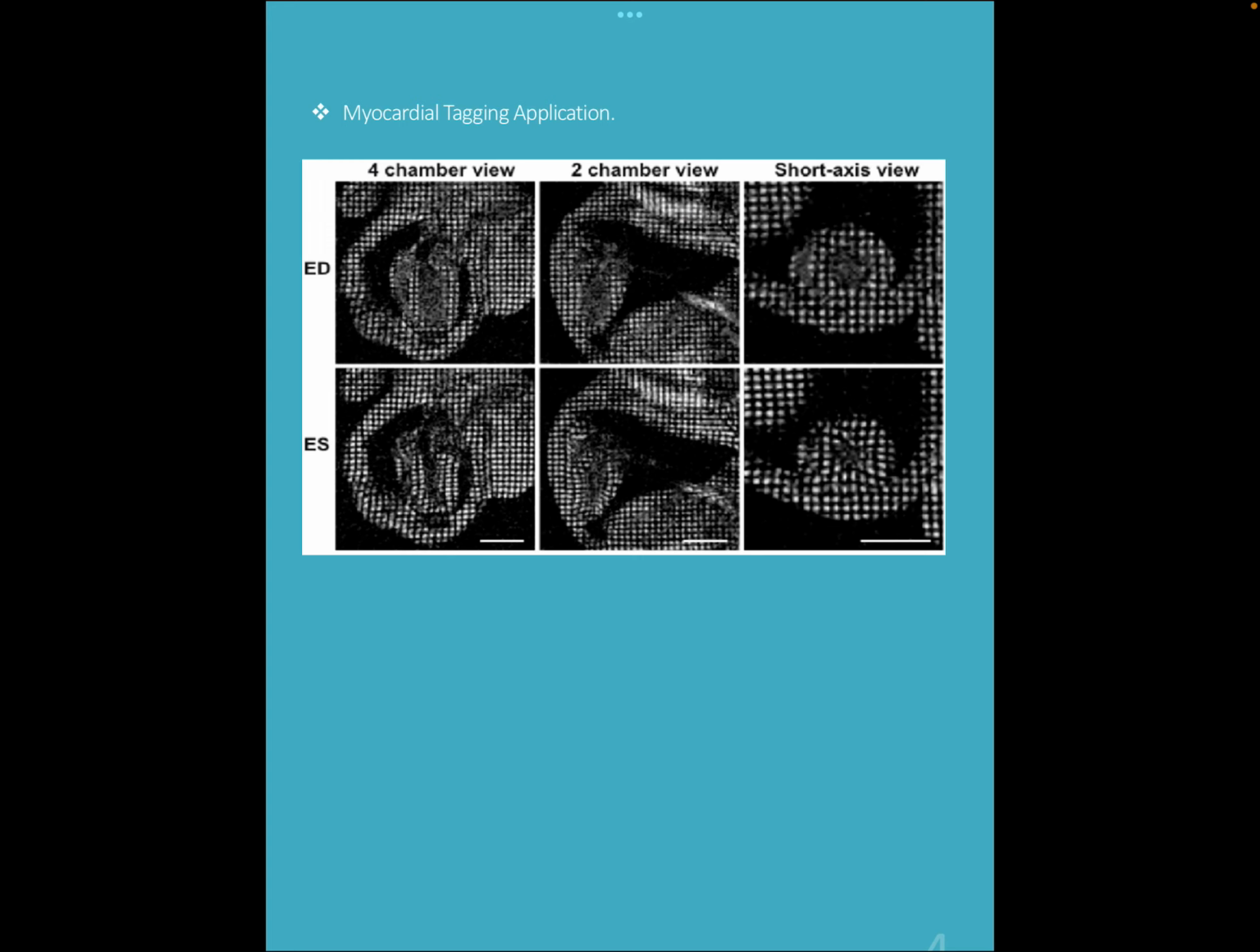For instance, infiltrative disorders are a group of diseases that cause deposition of unwanted substances within heart tissue. As a result, the ventricle walls develop either diastolic dysfunction. Myocardial tagging has clinical application to diagnose those types of illnesses. Here a picture is taken by myocardial tagging.